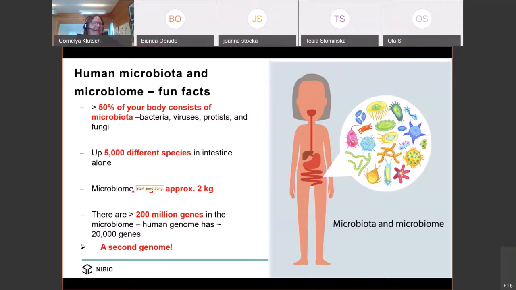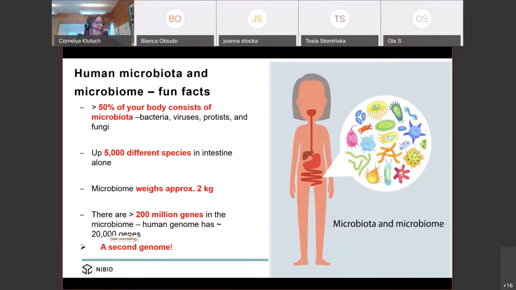And the entirety of the microbiome would probably weigh about 2 kilograms. And then there's another very interesting fact for us researchers. And this is that all of these bacteria have their own genomes, their own genetic material, their genes. And the entirety is probably about 200 million genes, so a very, very large number of genes. And especially if you consider that the human genome has probably about 20,000 described genes.